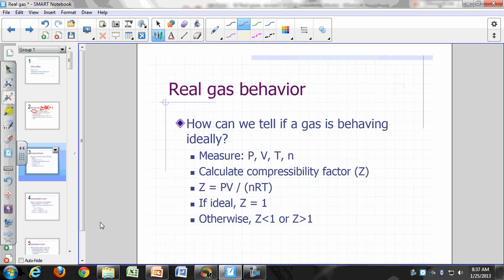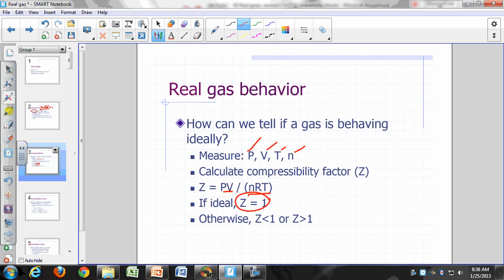Well, okay, first of all, how can we tell if a gas is behaving ideally? Well, it should obey PV equals nRT, right? So you just measure pressure, volume, temperature, and number of moles. And based on that, you can calculate what's called the compressibility factor Z, which is just PV divided by nRT. If the gas is behaving ideally, what should that number be? Z should be equal to 1.